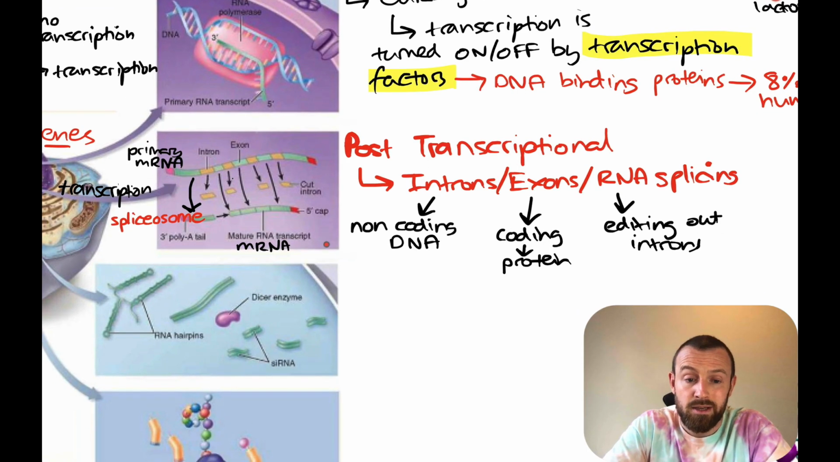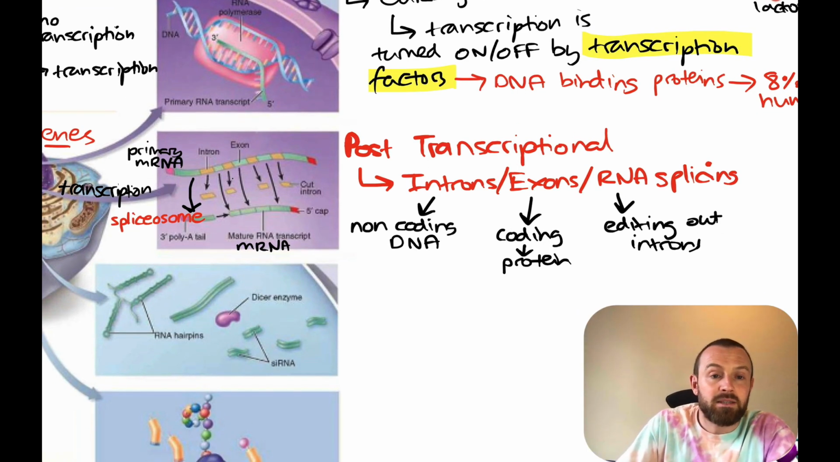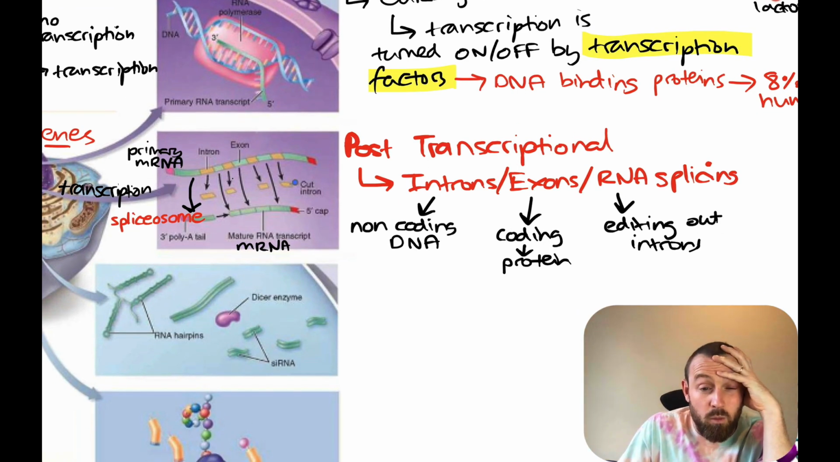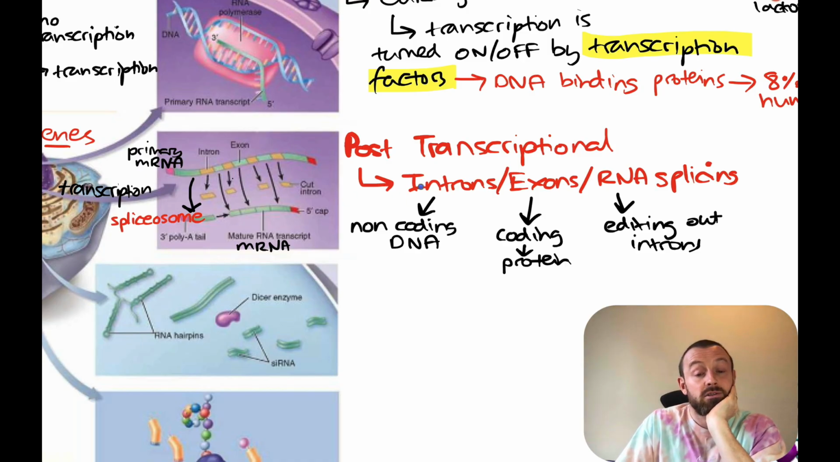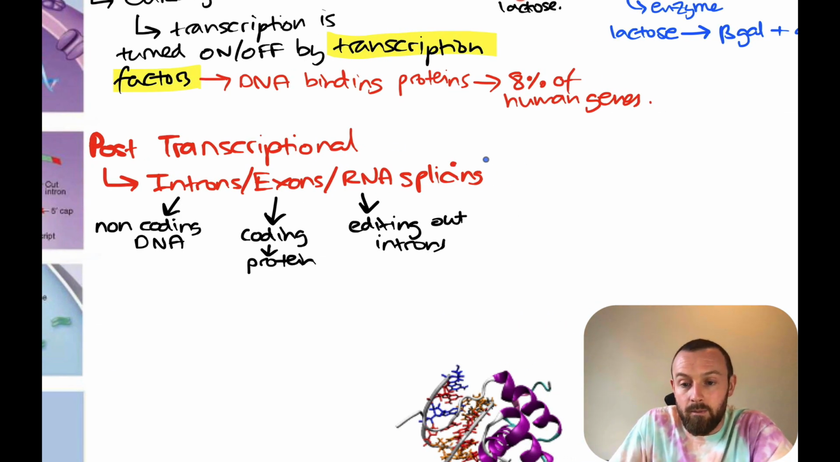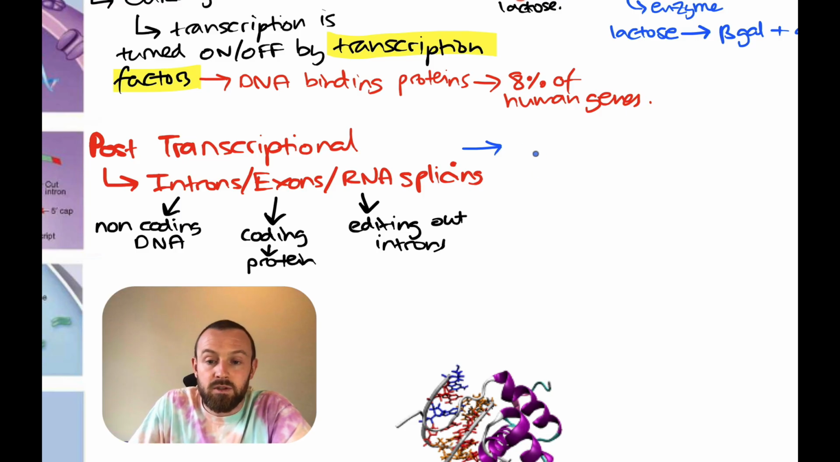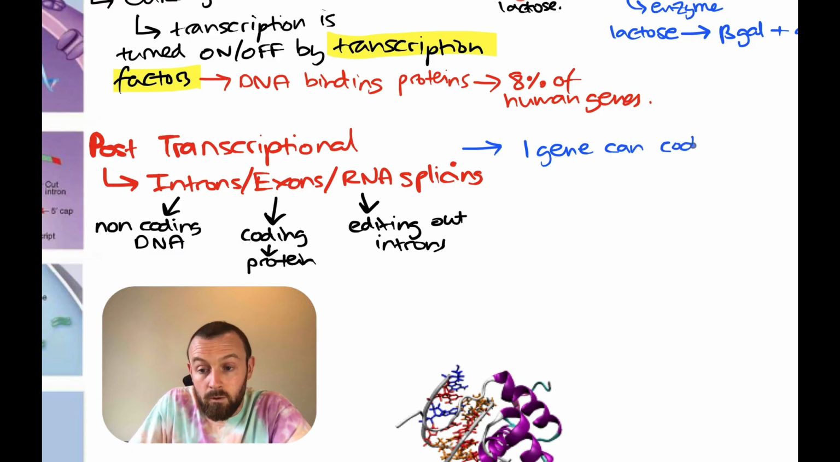Say it again, spliceosome. So one of the good things about this kind of way of controlling gene expression is it also enables one gene to code for multiple proteins. So this is a little side note. One gene can code for multiple proteins.